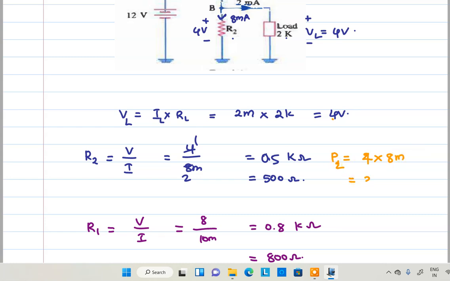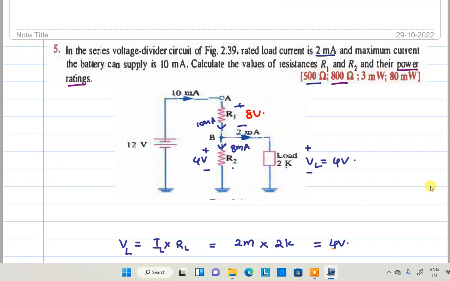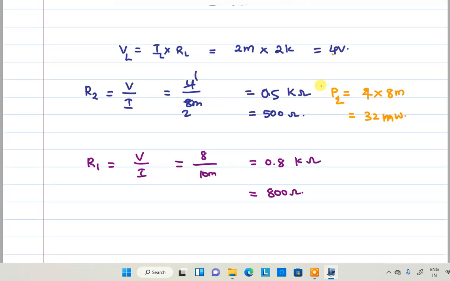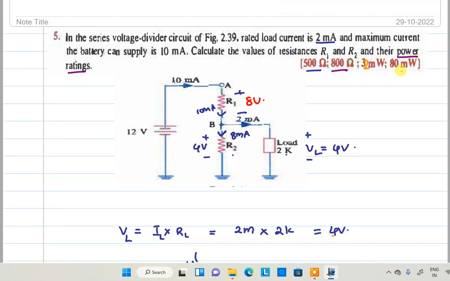That is equal to 32 milliwatt. What is the answer for P2? 32 milliwatt. It is 32, not 3 milliwatt, 32 milliwatt. Next, here P1. Again here P is equal to V into I. V is equal to 8 into I is equal to 10 milliamperes. That is equal to 80 milliwatt. Right. So the answer is 80 milliwatt.